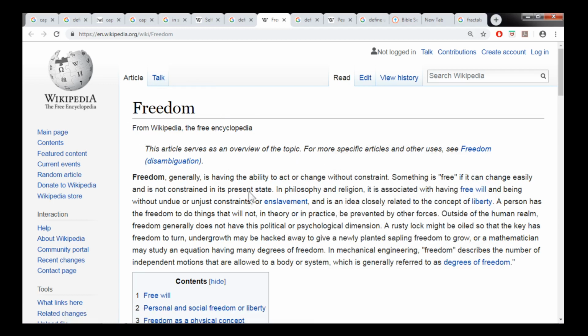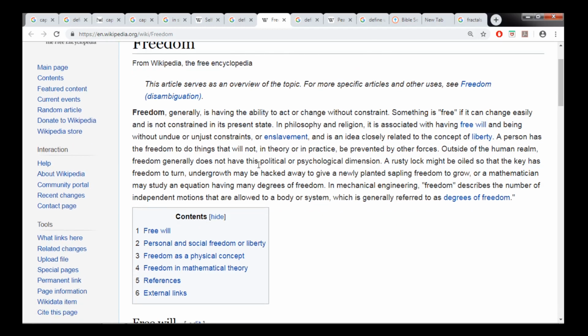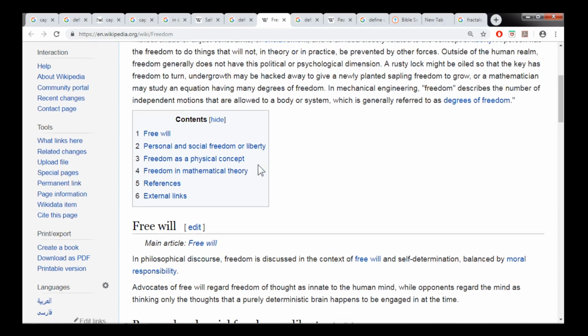Free from what? Your own bash thumb that you bash yourself with relentlessly. All while boasting your bash head like a hot dog. Who knew? Because look, freedom, wow, according to this bash, it's personal and social freedoms. Freedom as a physical concept, freedom in mathematical theory, and then dash bash, right?